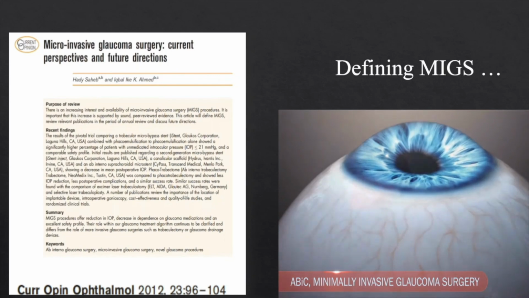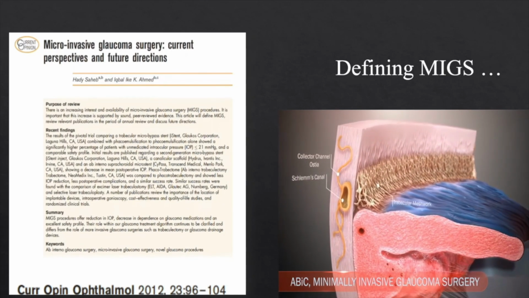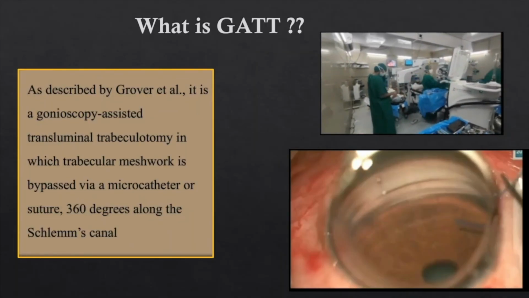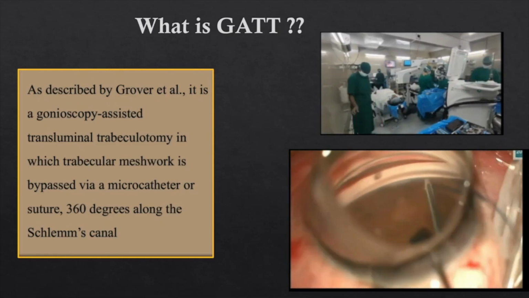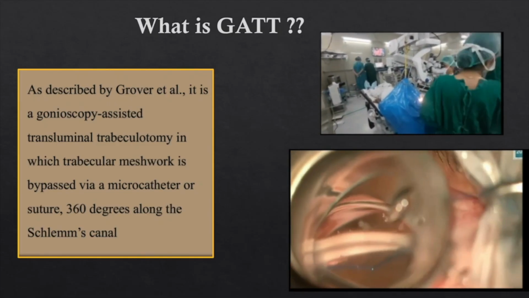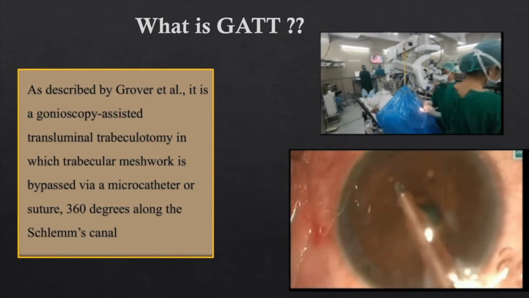These procedures are minimally traumatic, safe, with moderate intraocular pressure lowering, and provide fast recovery. As described by Grover et al., gonioscopy-assisted transluminal trabeculotomy is a procedure in which the trabecular meshwork is bypassed via a microcatheter or a suture 360 degrees along the Schlemm's canal.